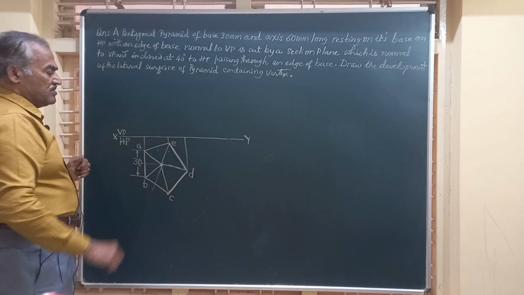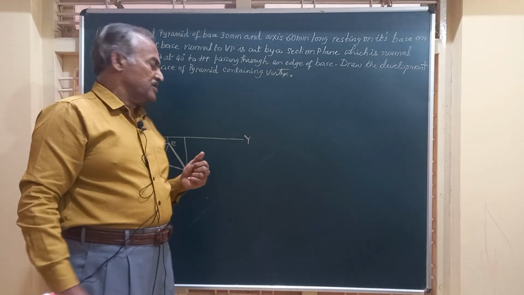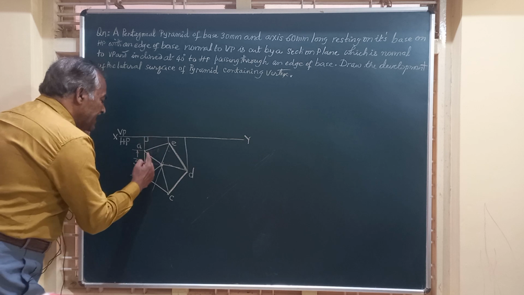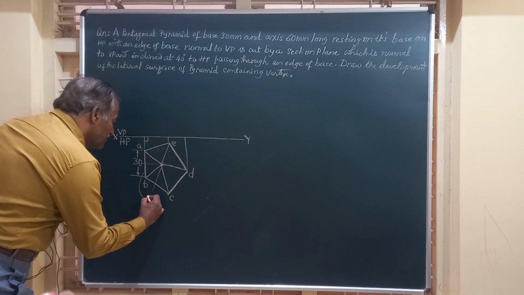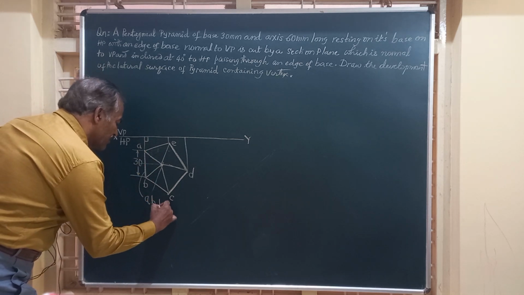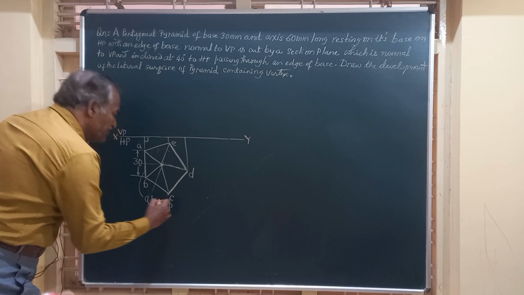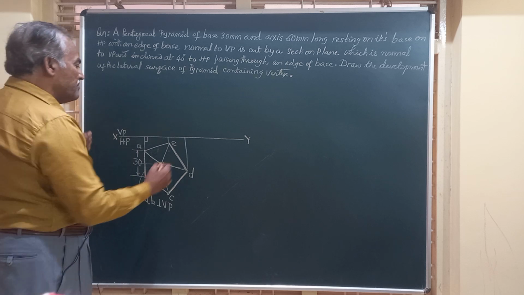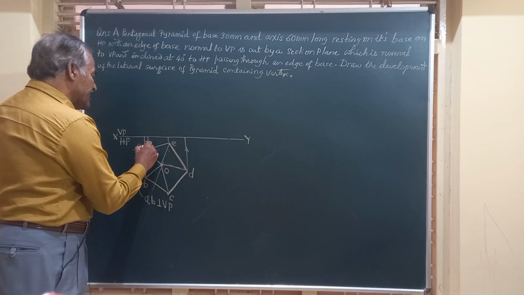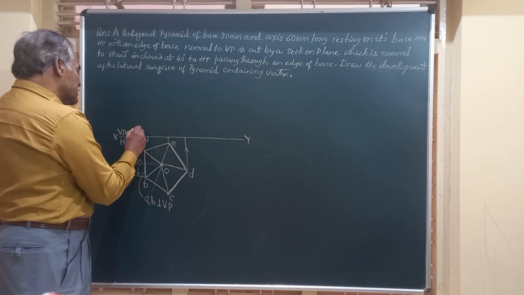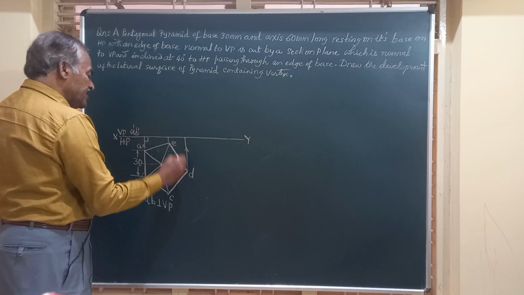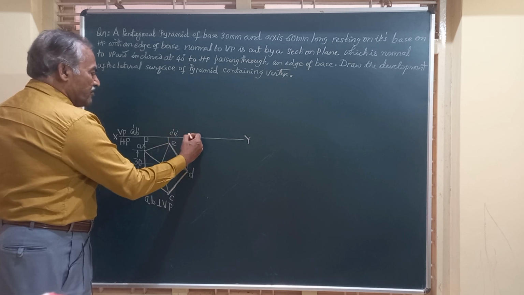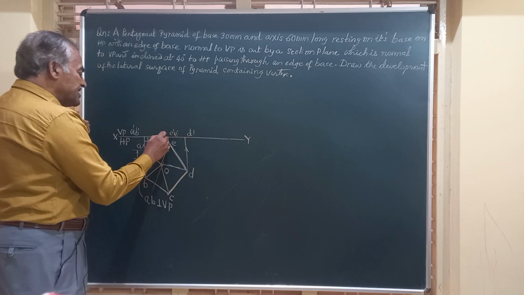So friends, we have drawn the top view of the pyramid resting on its base on HP with one of the sides AB normal to VP, or AB perpendicular to VP. This is O, the vertex, and by projecting these lines onto XY, you get A dash, B dash, C and E coming together as C dash, E dash, and the last point is D dash. We have the center here.